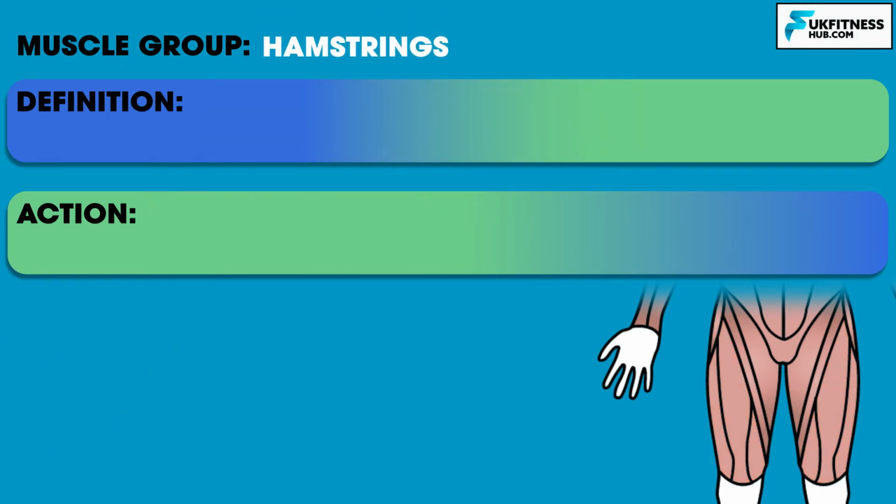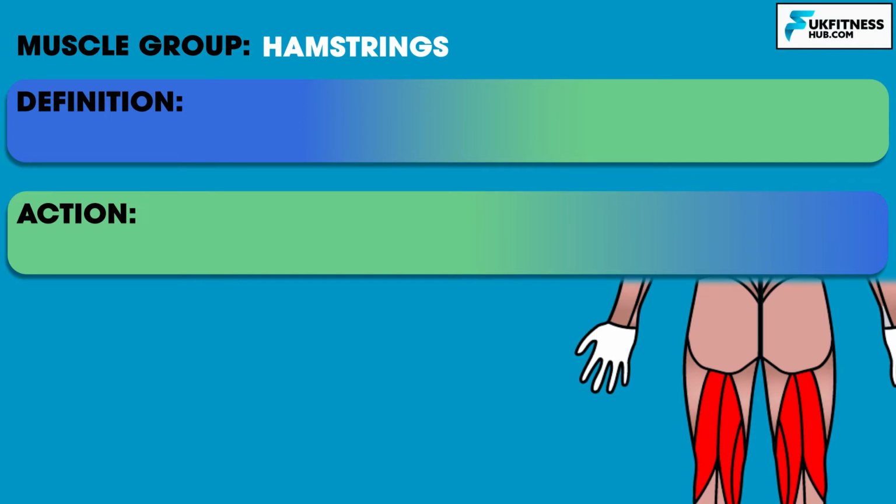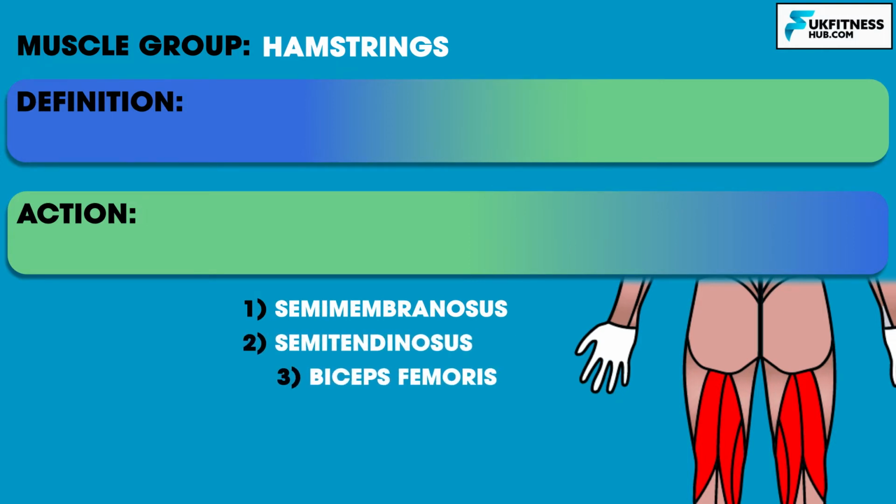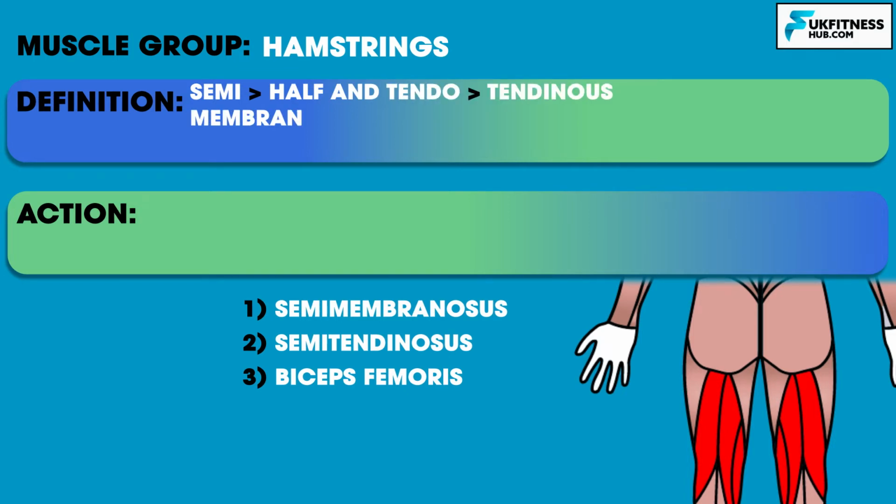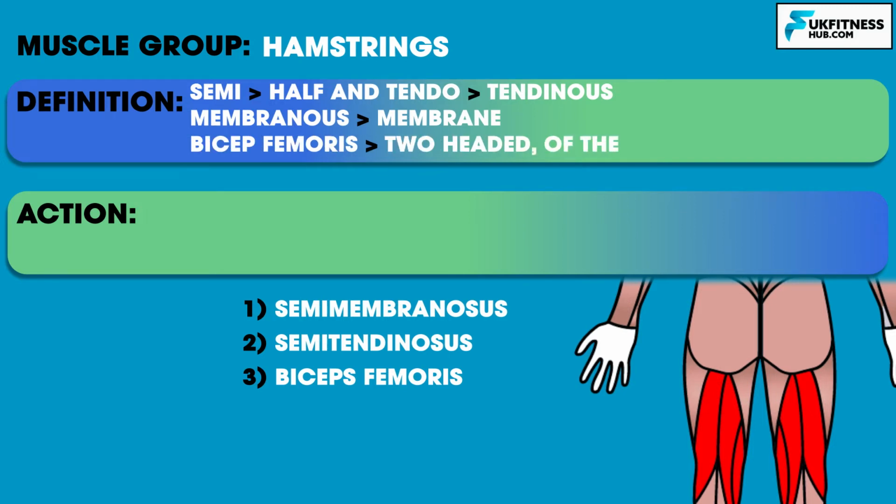The hamstrings are located at the back of the thigh, as shown here, and consist of three muscles: the semimembranosus, semitendinosus, and biceps femoris. In Latin, semi means half, tendo means tendinous, and membranosus means membrane. Finally, I want you to think about what biceps femoris would mean, considering what you've learned already in this video. Biceps meaning two-headed, and femoris, of course, meaning of the thigh.